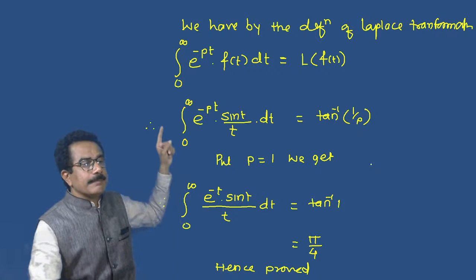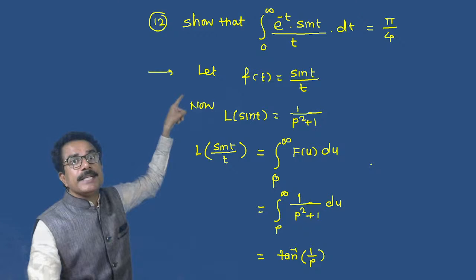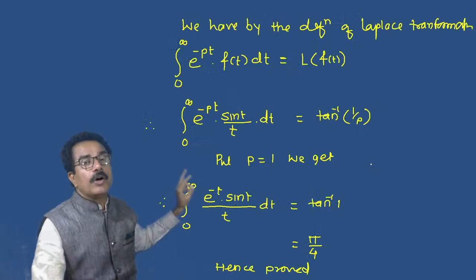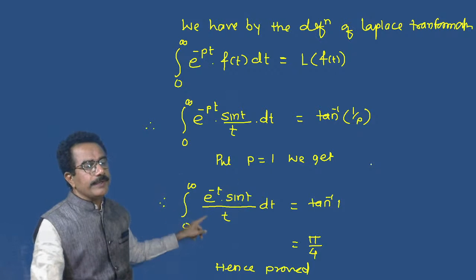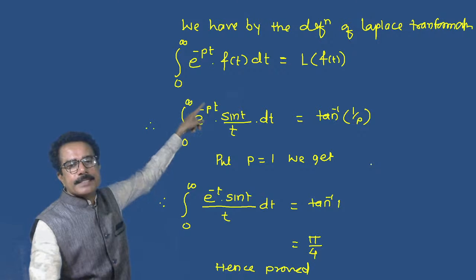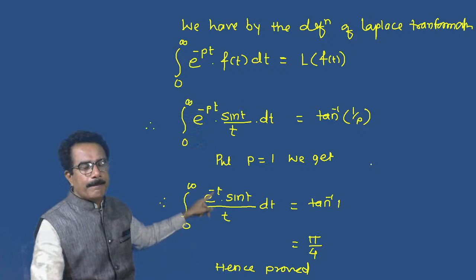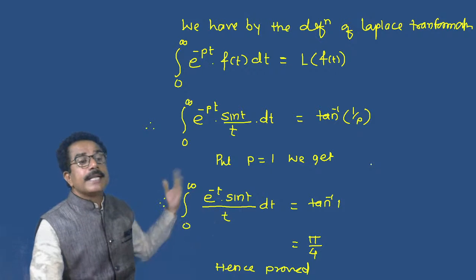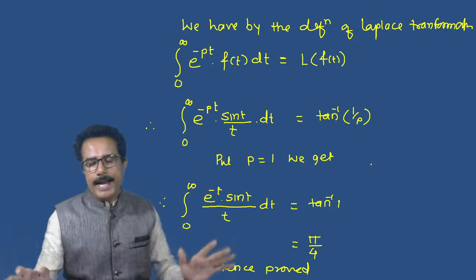Now here we have e raised to minus t, so in place of p we need 1. Put p equal to 1, then we get the integral from 0 to infinity of e raised to minus 1 times t, sin t divided by t dt, is equal to tan inverse of 1 by 1, which means pi by 4, and hence proved.